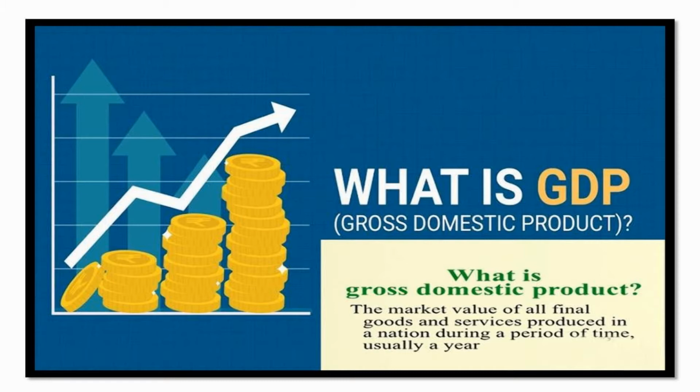To begin the financial review, let me explain the term GDP, because I will be referring to the term frequently. Gross domestic product is the market value of all goods and services produced in a nation, in this case the United States, during a period of time, usually 1 year.